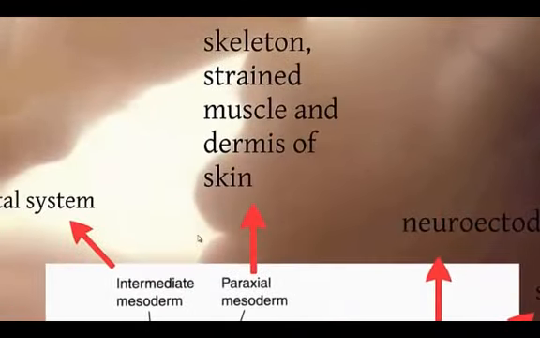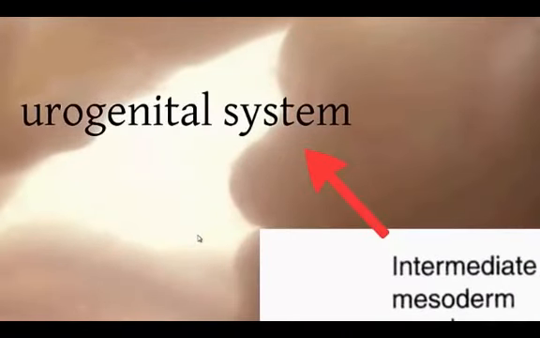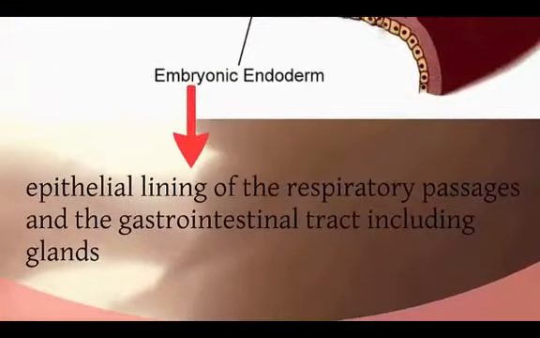The mesoderm: the paraxial mesoderm will give rise to the skeleton, striated muscle, and dermis of the skin. The intermediate mesoderm will give rise to the urogenital system. The lateral mesoderm will give rise to the connective tissue and the smooth muscle of the viscera. The embryonic endoderm will give rise to the epithelial lining of the respiratory passages and the gastrointestinal tract, including glands such as the liver and the pancreas.